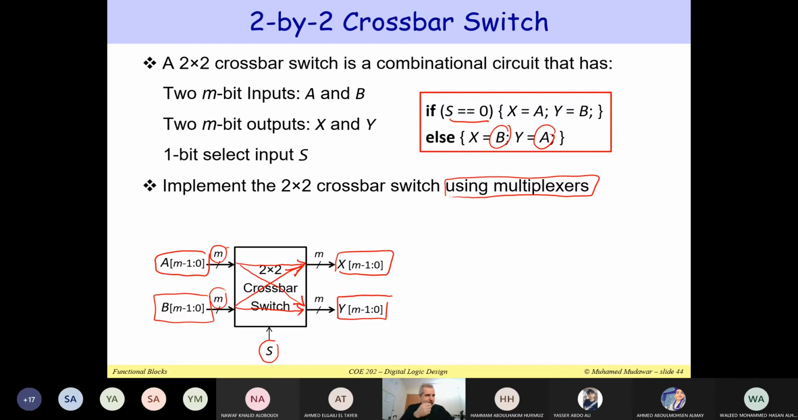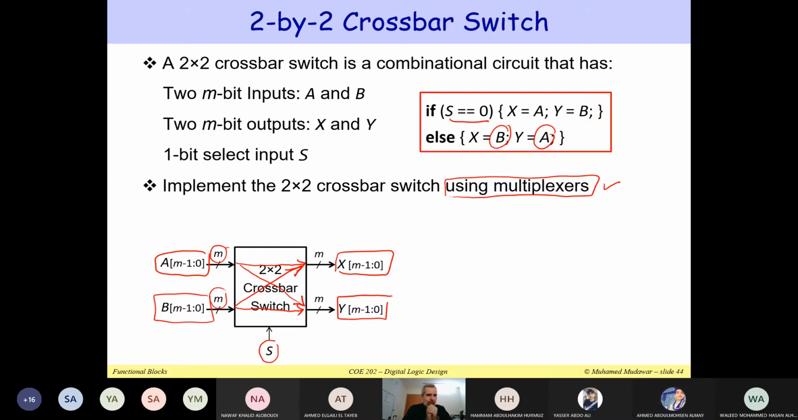So I'm going to use multiplexers, but how? How many multiplexers do I need? Students? 2M. Well, yes, but we can think about them as M-bit. So what is the size of these multiplexers? How many inputs? How many outputs? 2 by 1 multiplexers. Exactly, 2 by 1 multiplexers.